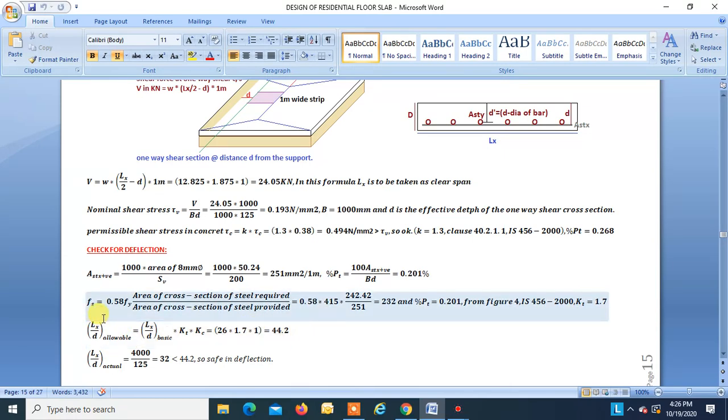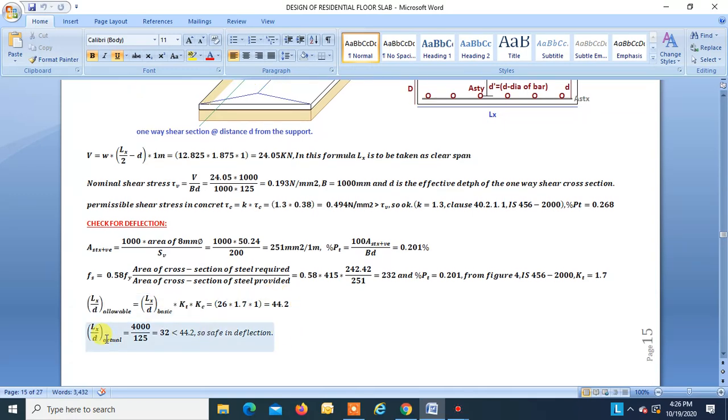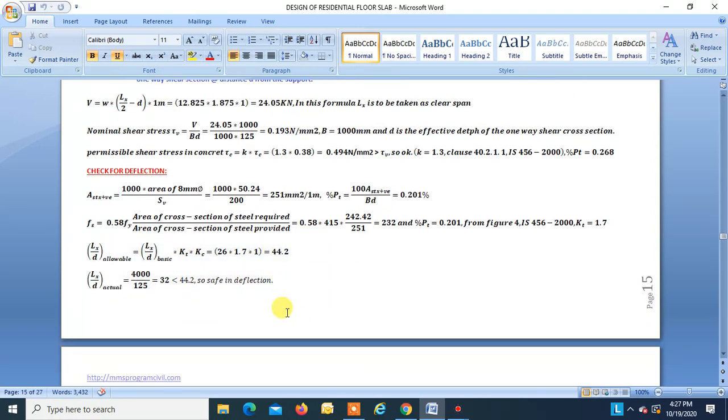Now this is our formula. Lx by D allowable is equal to Lx by D basic into KT into Kc. Kc we are taking as 1 because we are assuming there is no compression steel. So this is 26, that is for continuous slabs. KT we get 1.7. So this is equal to 44.2. Now actual Lx by D is 4 meters by 125 mm effective depth. This is 32, which is less than 44.2, so it is safe in deflection, right?